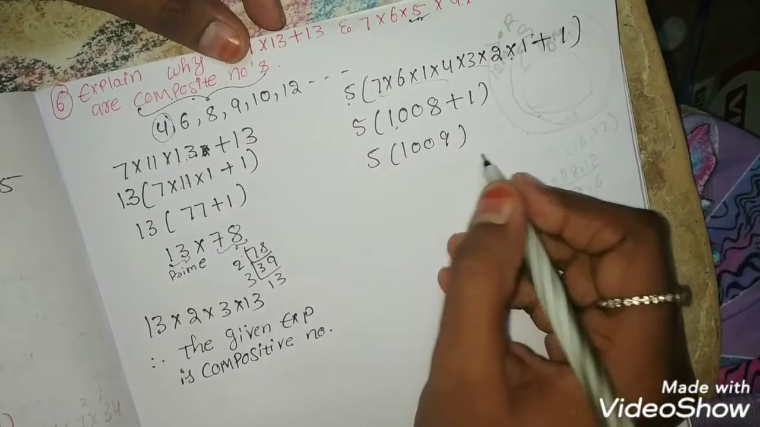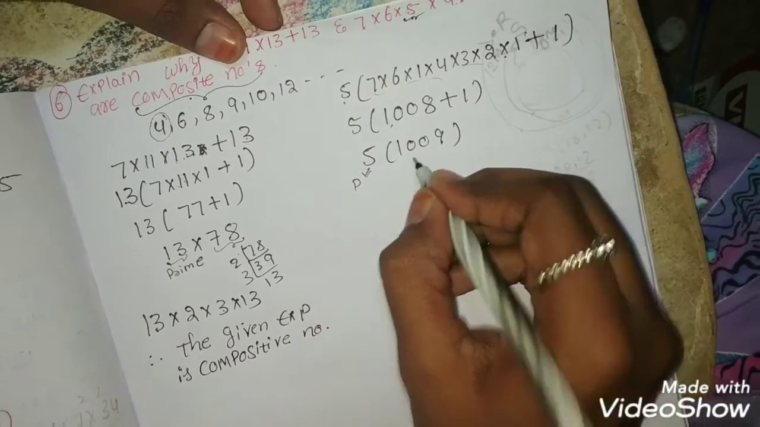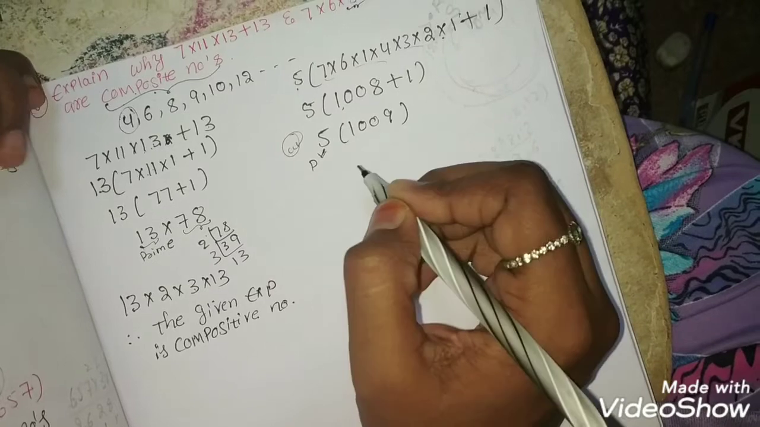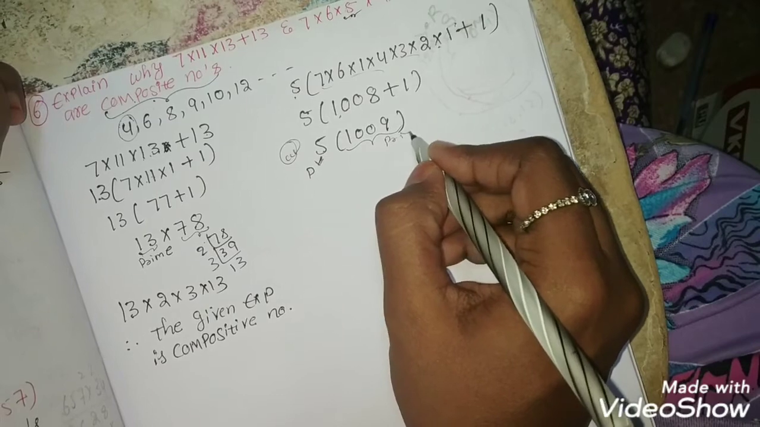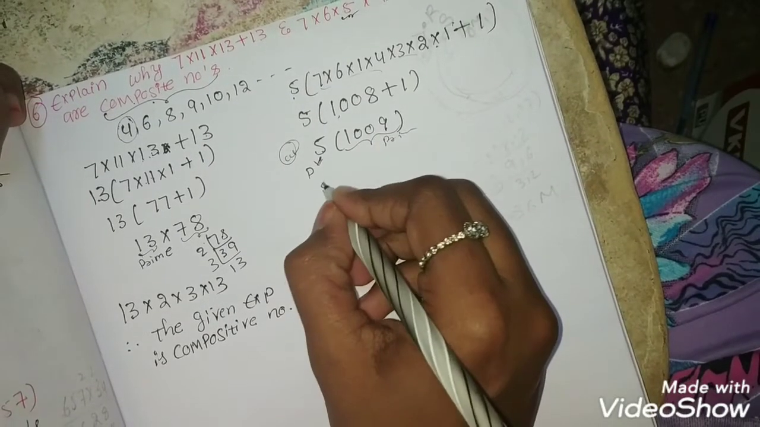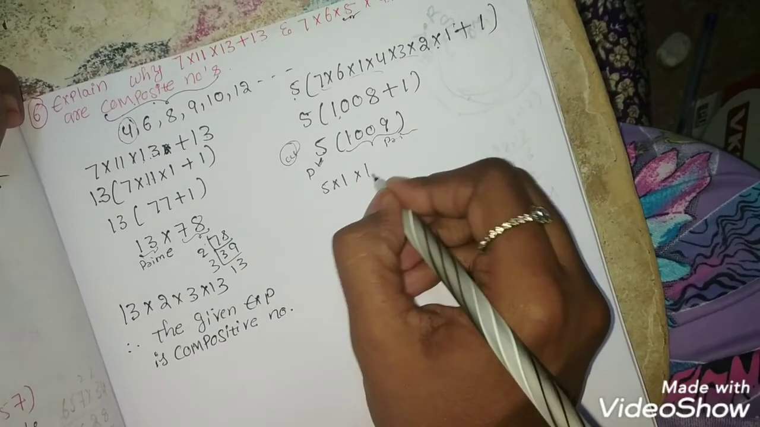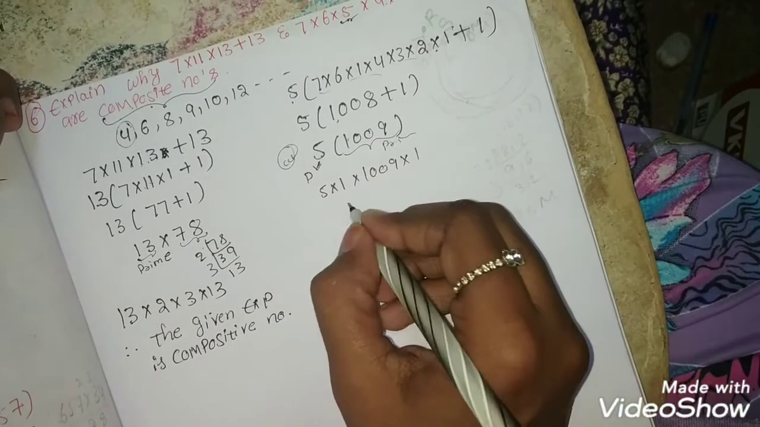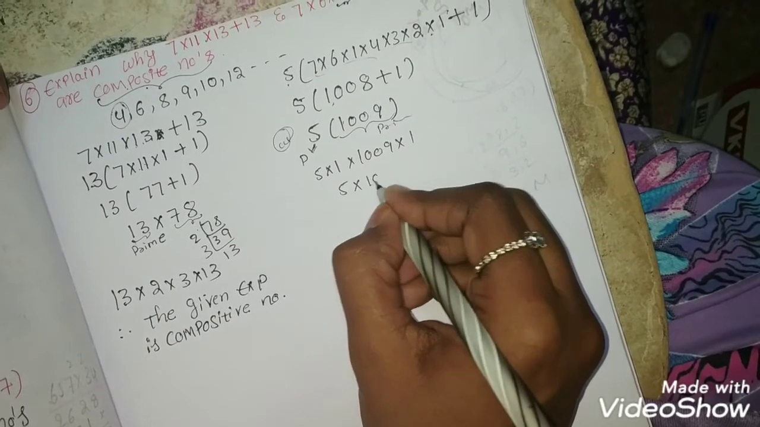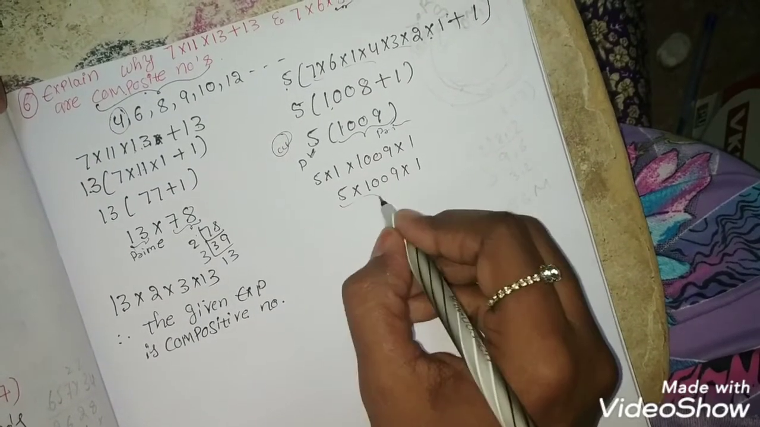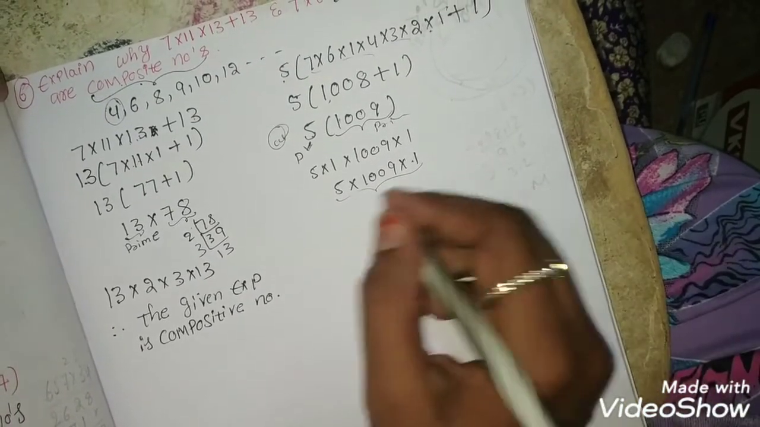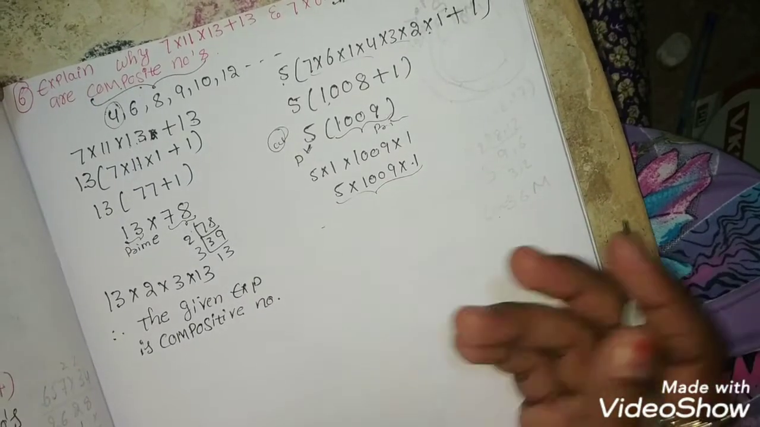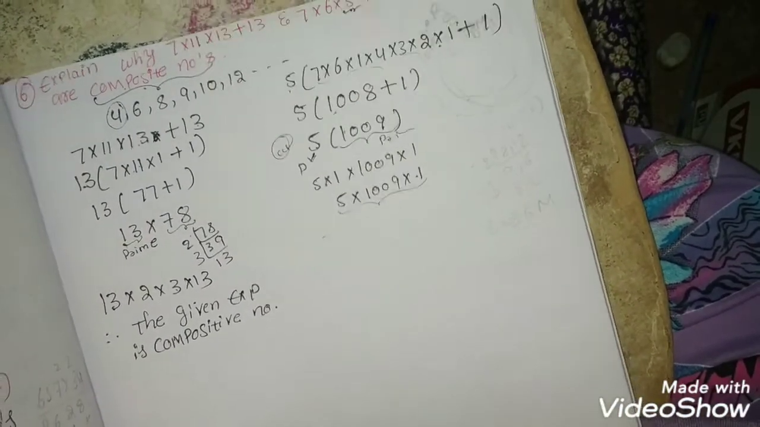5 into 1009. See guys, here 5 is a prime number and 1009 is also a prime number, right? Why don't we write this as 5 into 1009 into 1? See how many factors we are getting. Here we have 3 factors. So absolutely we can say this is a composite number. The given expression is a composite number. You can write here.